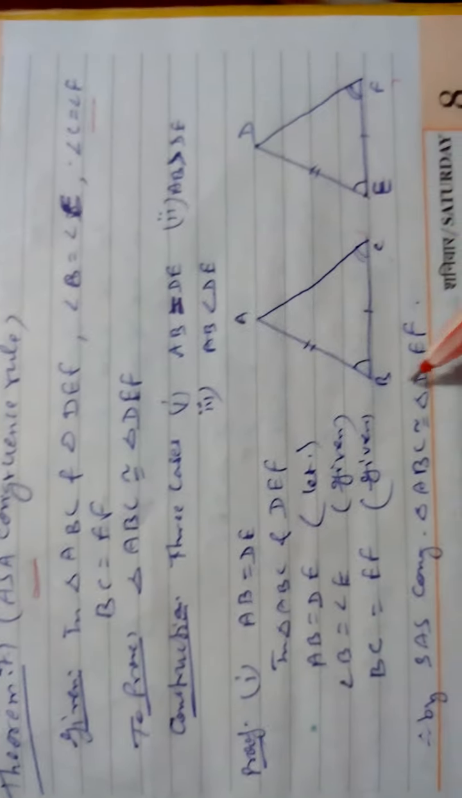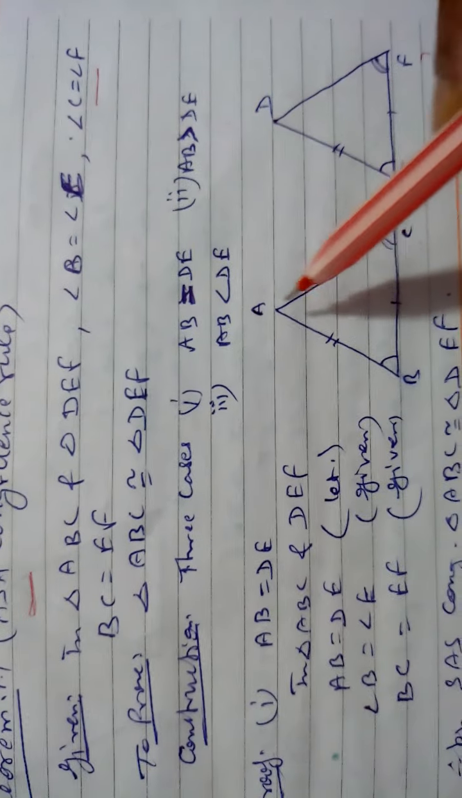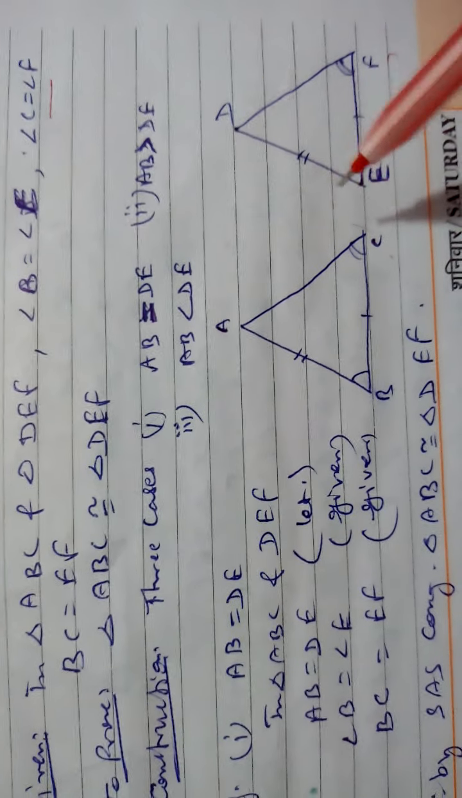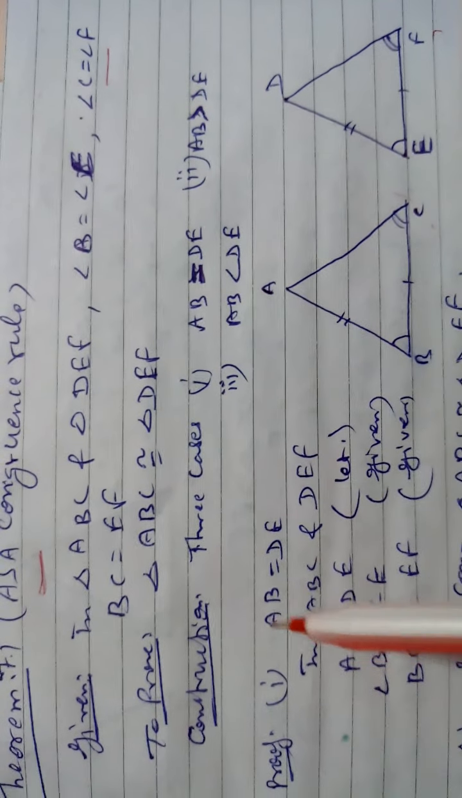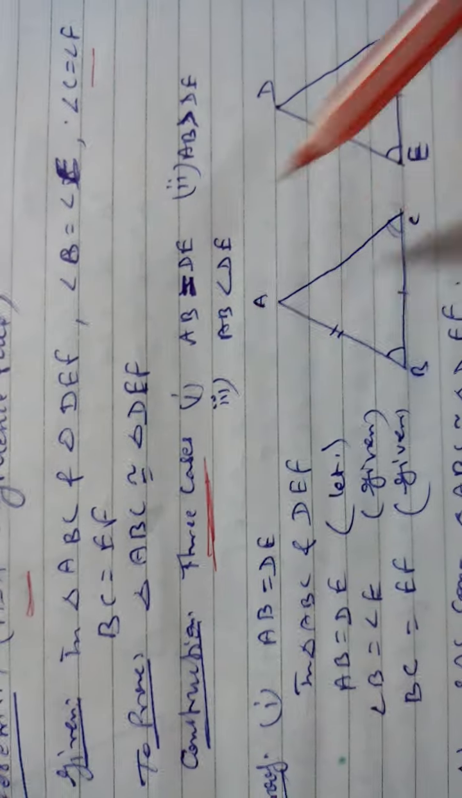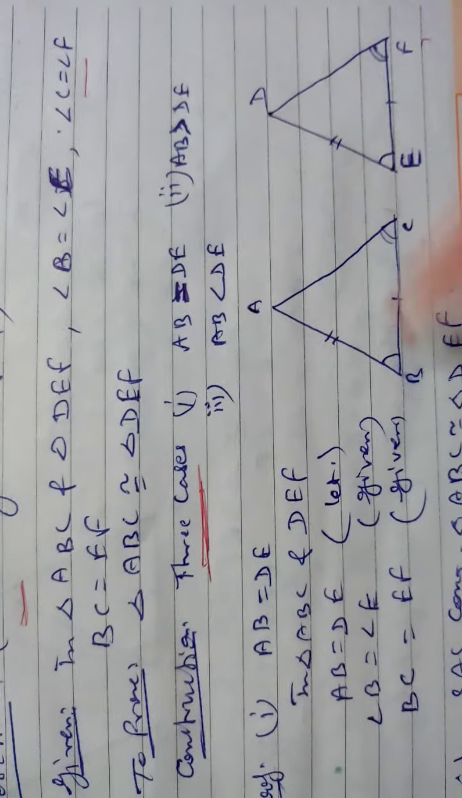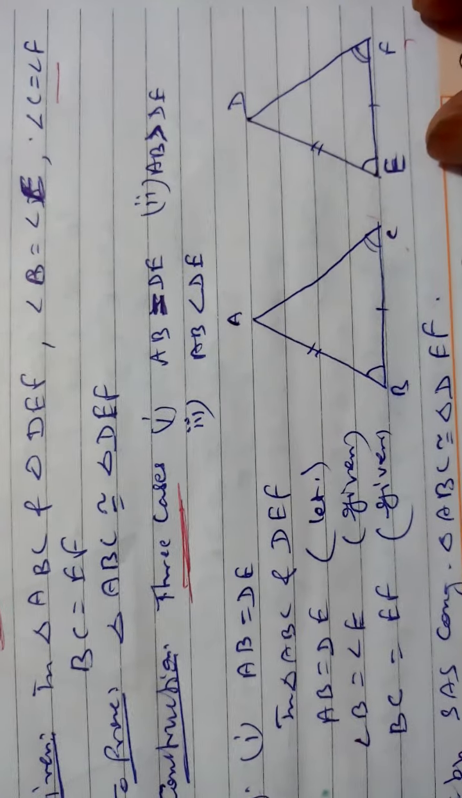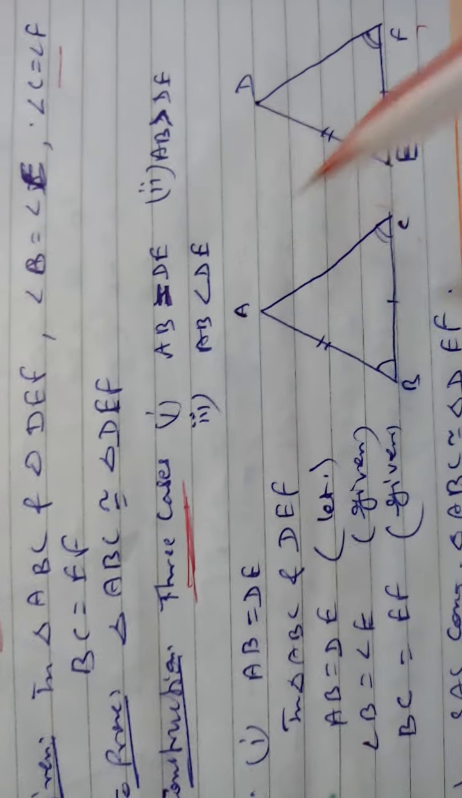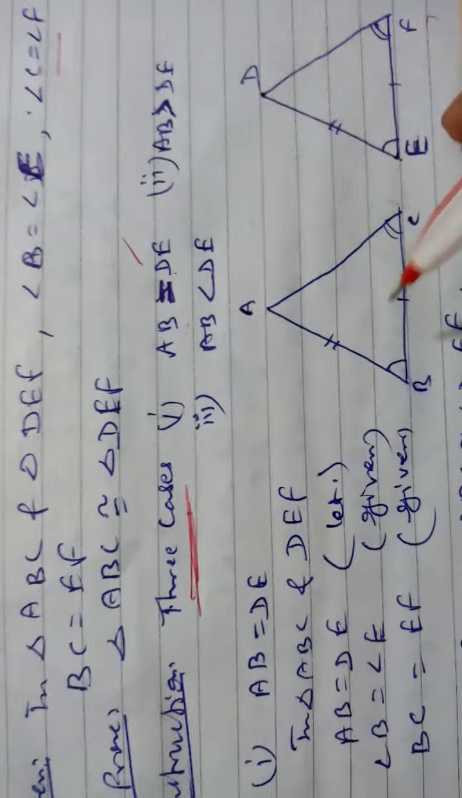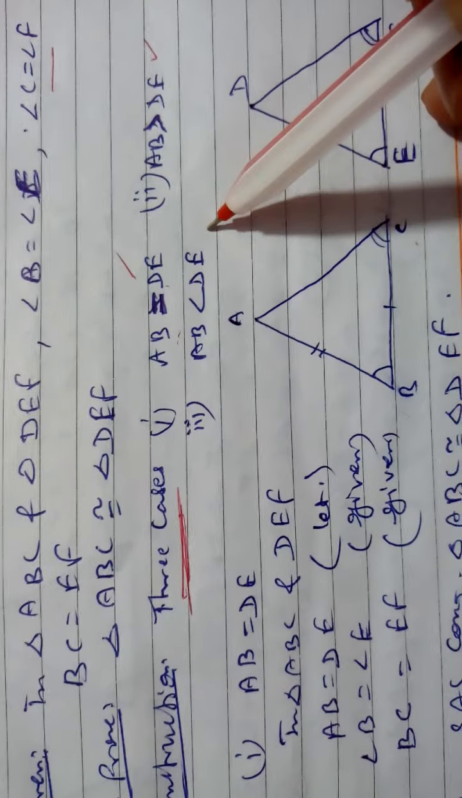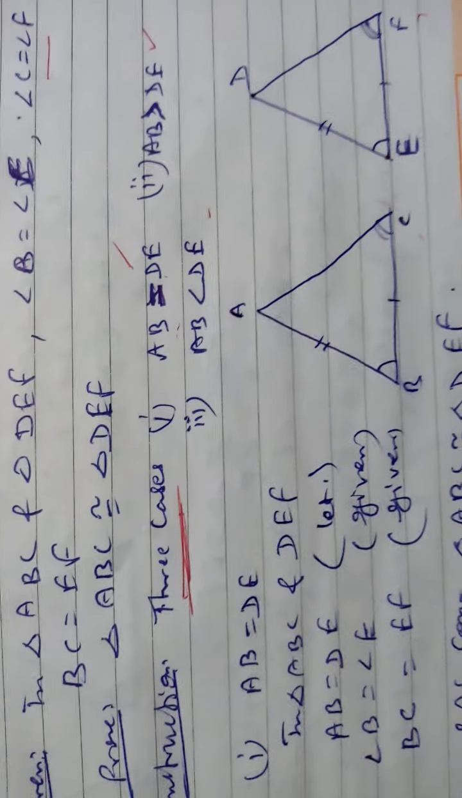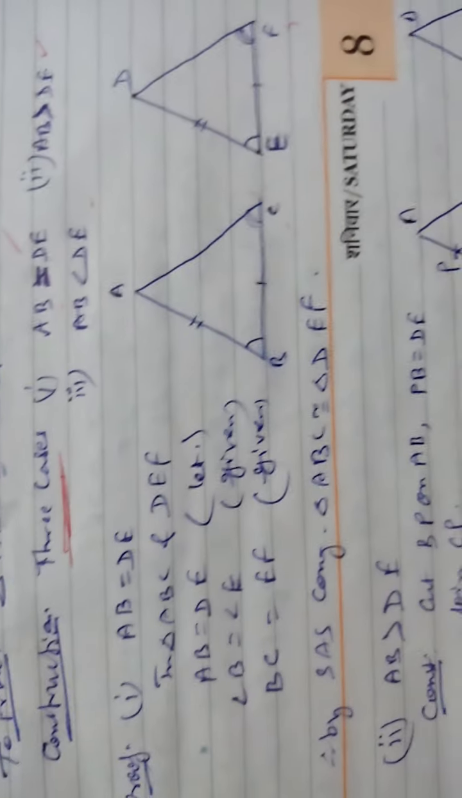For this congruency, we know that all the remaining parts of the triangles are also equal by CPCT. But here you will use three cases. For AB and DE, leave what is given and take AB and DE. AB equal to DE is one case. AB greater than DE is the second case. AB less than DE is the third case. Three options will be there. If they are congruent, then they will be equal. By these three options, we will proceed.